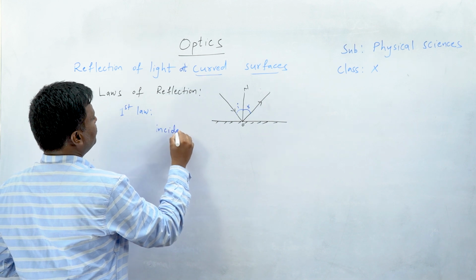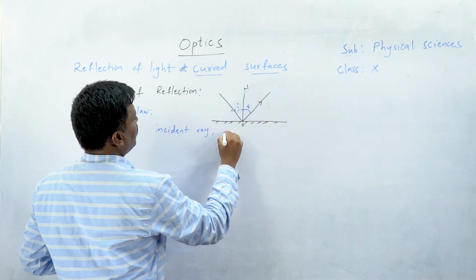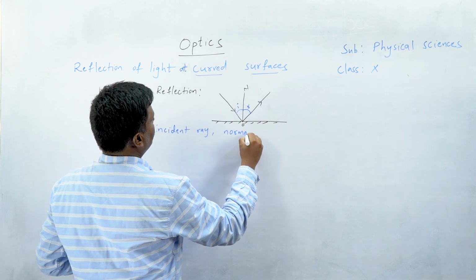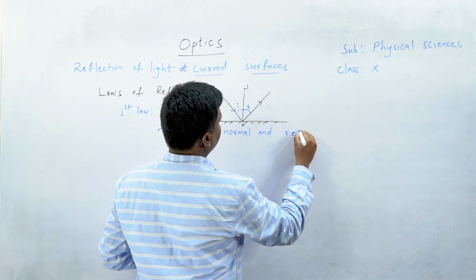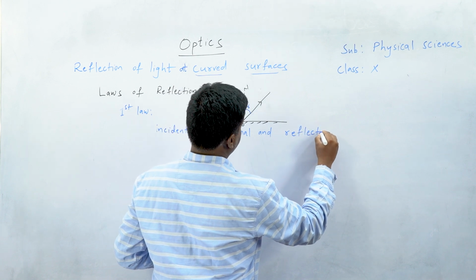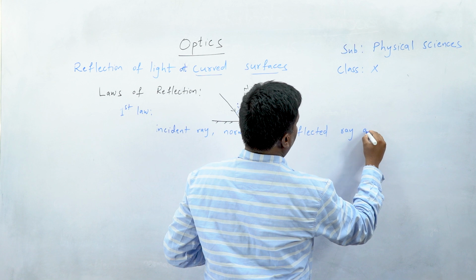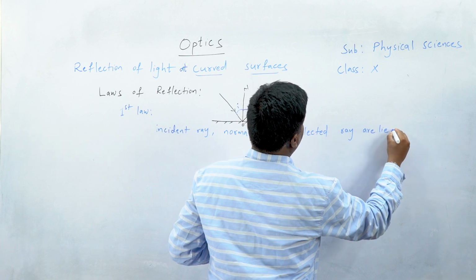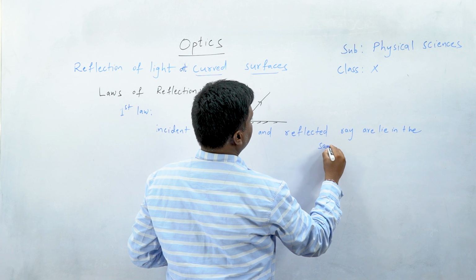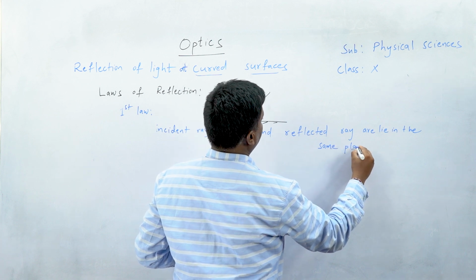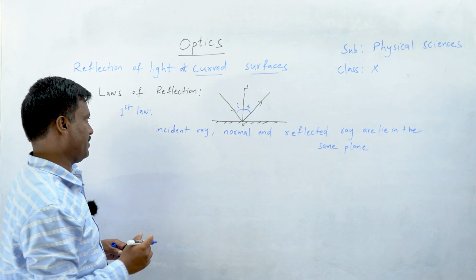Incident ray, normal and reflected ray lie in the same plane. This is the first law of reflection.